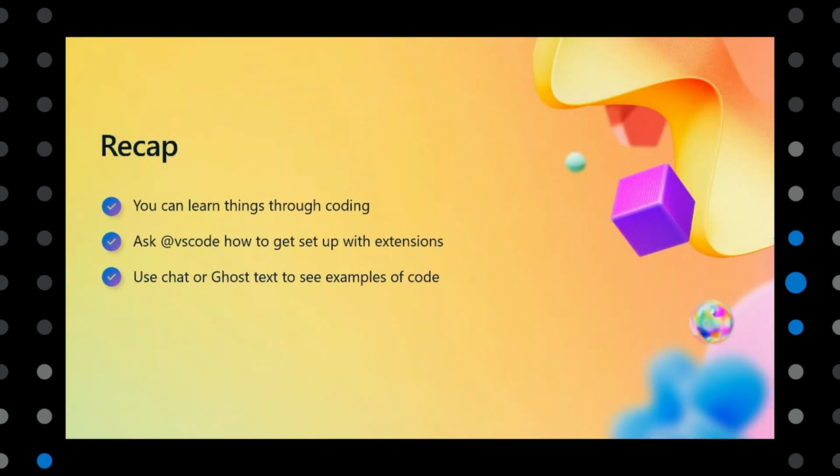So to recap, what we did in this demo is we learned how to learn a new language or coding through GitHub Copilot. We also used chat participants like @vscode to ask questions. And then we also used ghost text to generate some code examples here.